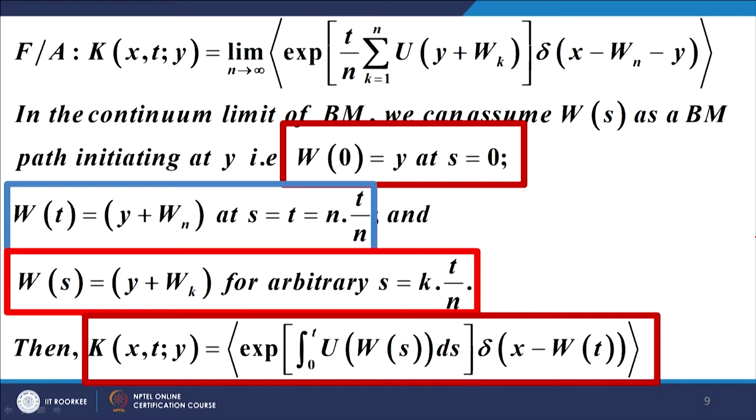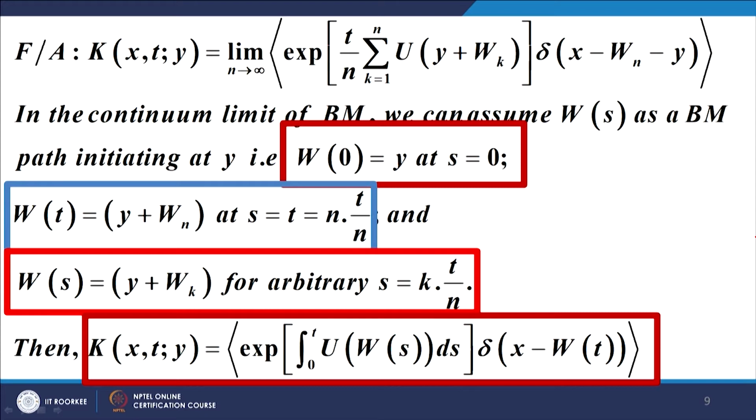We have W_s equal to y plus W_k, where how do we define k, or what is the relation between k and s? s is equal to k under root t upon n. Recall, k is the number of steps, time steps, and each step is of length t by n. So, in terms of continuous time, it works out to k into t upon n, which is the arbitrary or general value of s lying between 0 and small t.